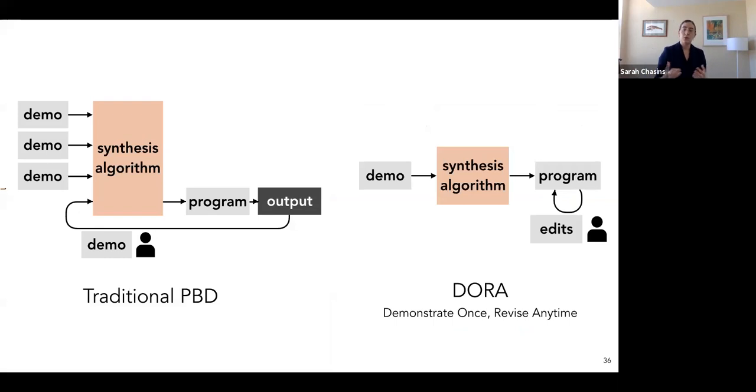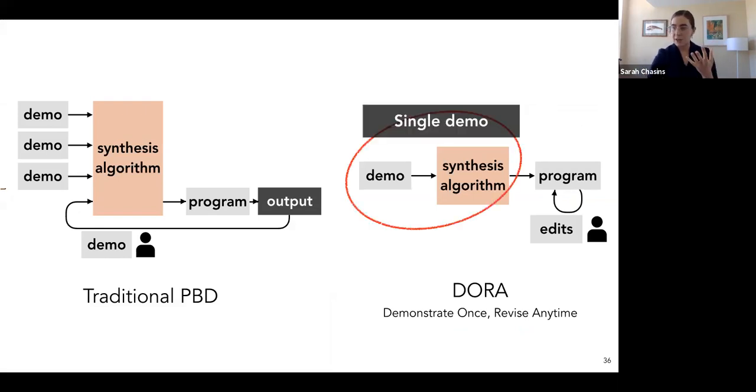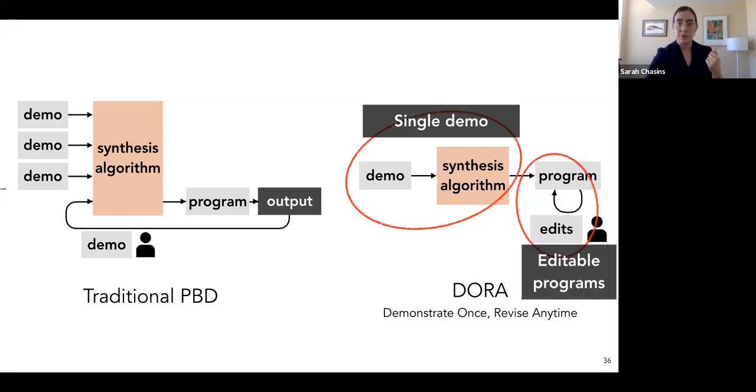What we introduced instead was this demonstrate once, revise anytime approach, where the user gives a single demonstration. The synthesis algorithm turns that into a draft program that's close enough and readable enough that the user can directly edit it to get to the exact program that they actually want. So as you can see, this maps exactly to the things that we realized we needed for usability. So single demo, editable programs.